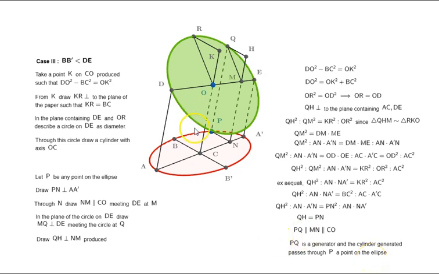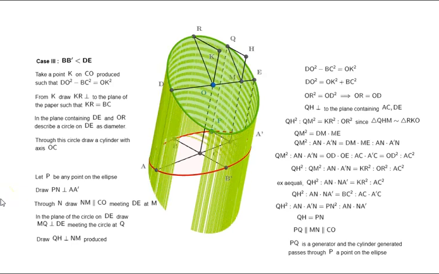So we have shown that any point P on the ellipse appears on the surface of the cylinder generated by PQ. Let me just generate it once more so that you get an idea. That was proposition number 9 of the works of Archimedes, specifically from On Conoids and Spheroids.